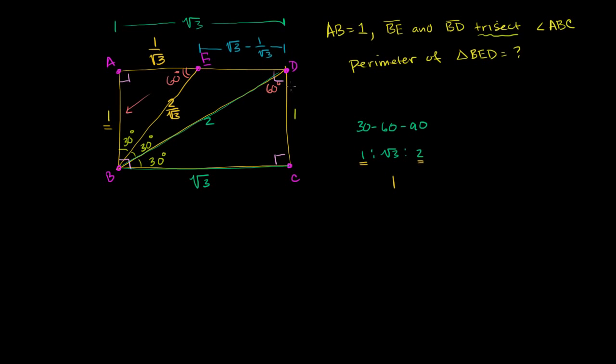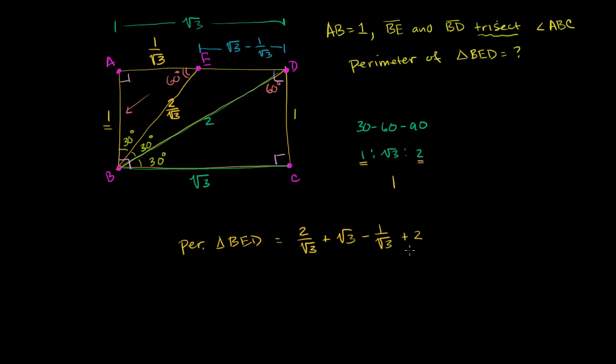And now to find the perimeter is pretty straightforward. We just have to add these things up and simplify it. So let me write this. Perimeter of triangle BED is equal to, this is short for perimeter, I just didn't feel like writing the whole word, 2 over the square root of 3 plus the square root of 3 minus 1 over the square root of 3, plus 2.